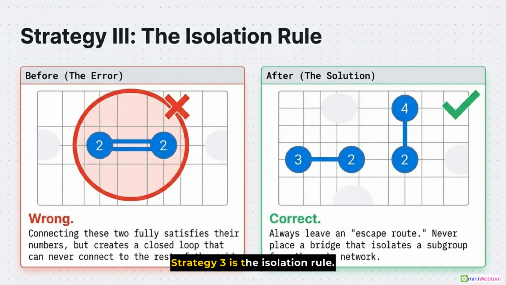Strategy 3 is the isolation rule. Never create a closed loop that fully satisfies the island numbers, but isolates a subgroup from the main network. Always ensure an escape route bridge connects all islands to the larger grid.